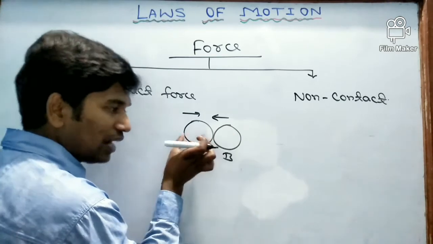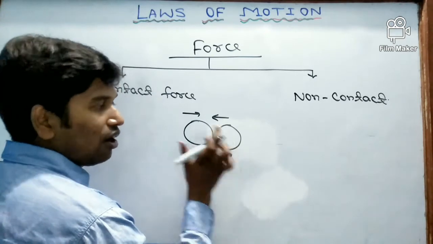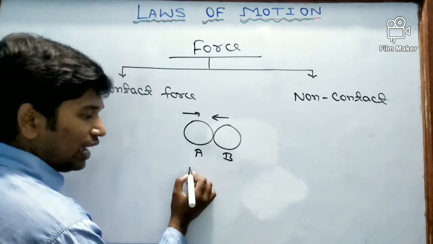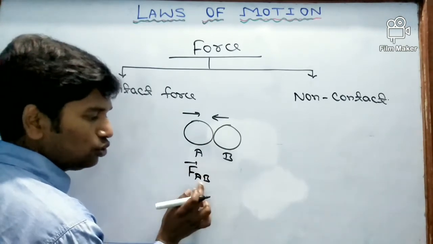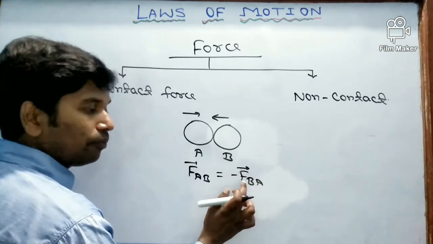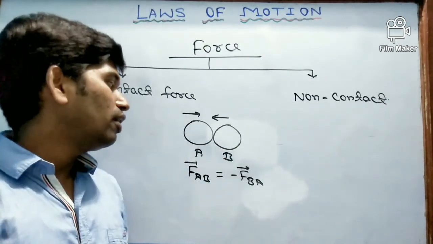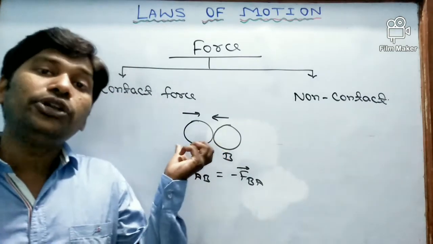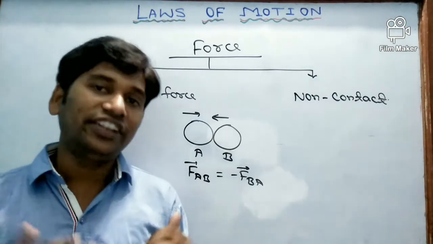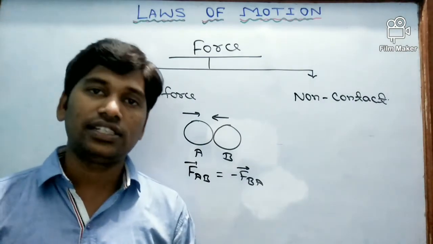When both balls collide together, then ball A applies a force on B and ball B applies a force on A. Both are equal and opposite. So FAB, force on A due to B, is equal to FBA, force on B due to A. So this is the force exerted during the collision. So all these I said about contact forces. In this, the two bodies come directly in physical contact.